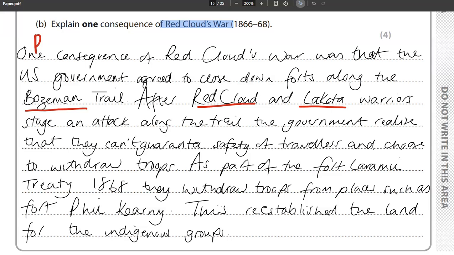As part of the Fort Laramie Treaty of 1868, so again more specific evidence, they withdraw troops from places such as Fort Phil Kearny. This then re-establishes the land for the Indigenous group, so a really specific consequence at the bottom. So I've got a point, I've given really specific evidence, so specific factual detail, I've explained what the consequence was, and then I've made a really clear link back to the question. And so that's how you get 4 marks on this question.